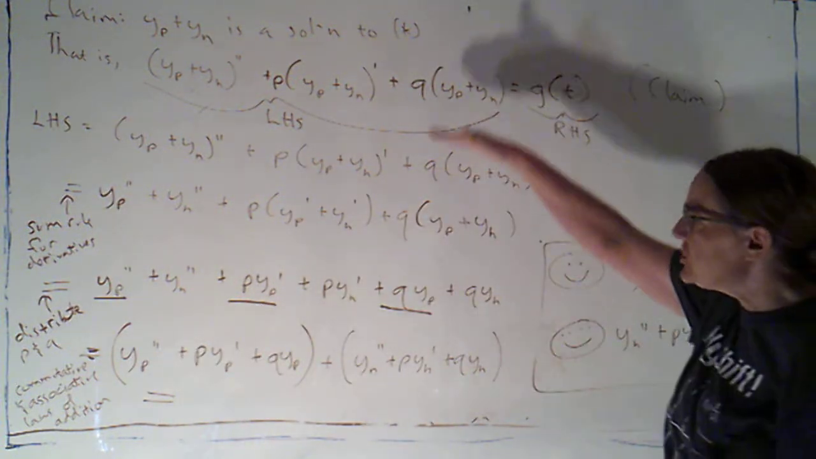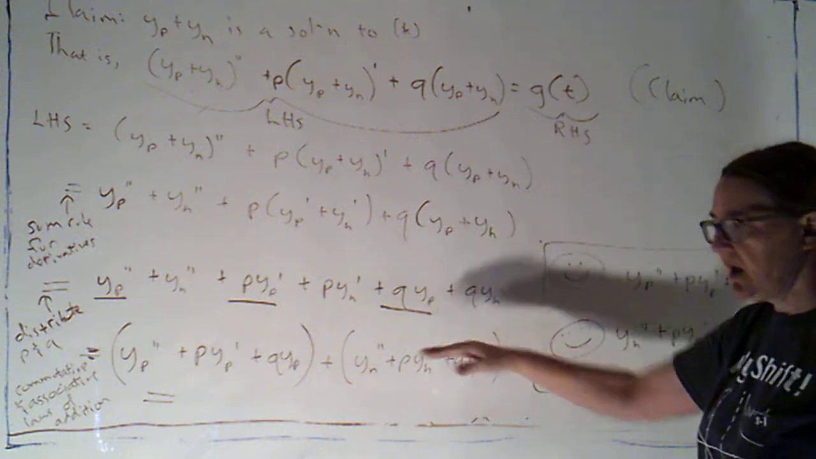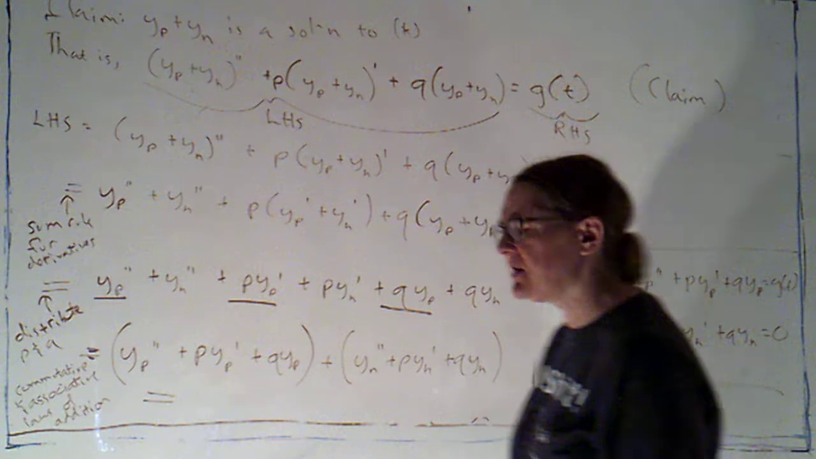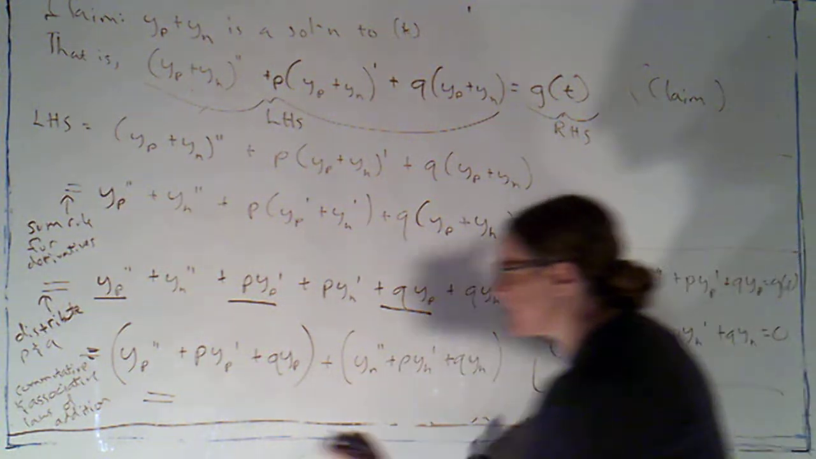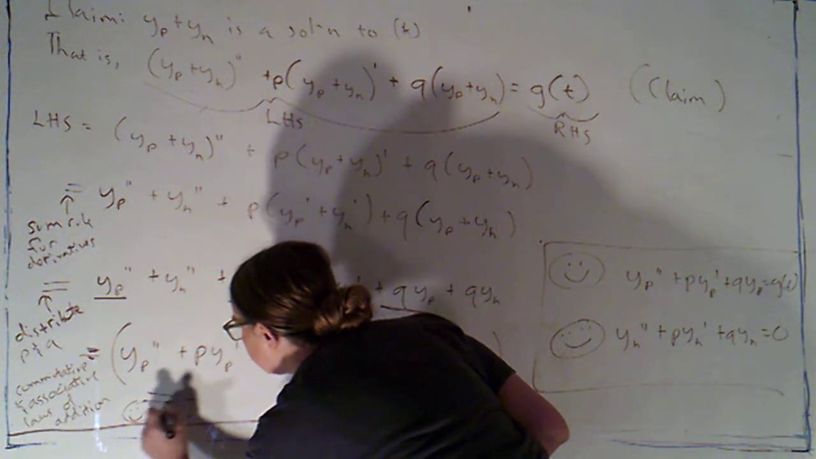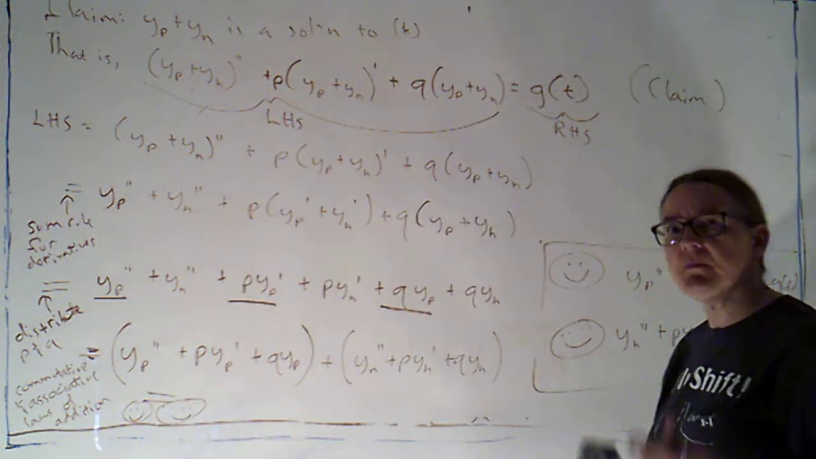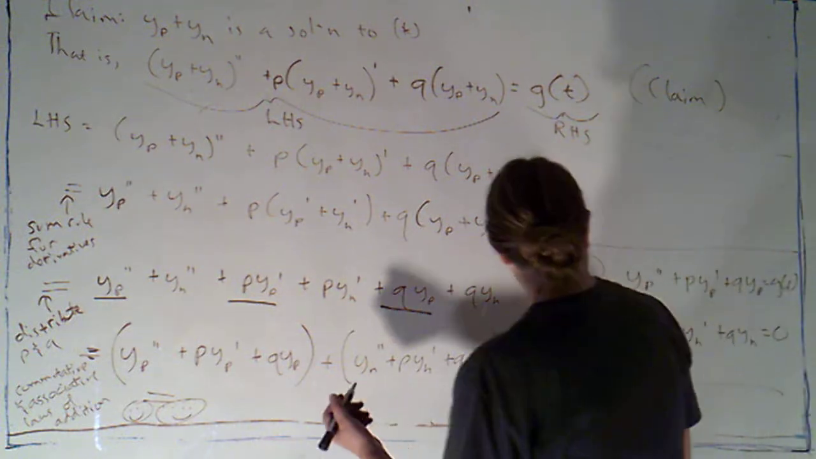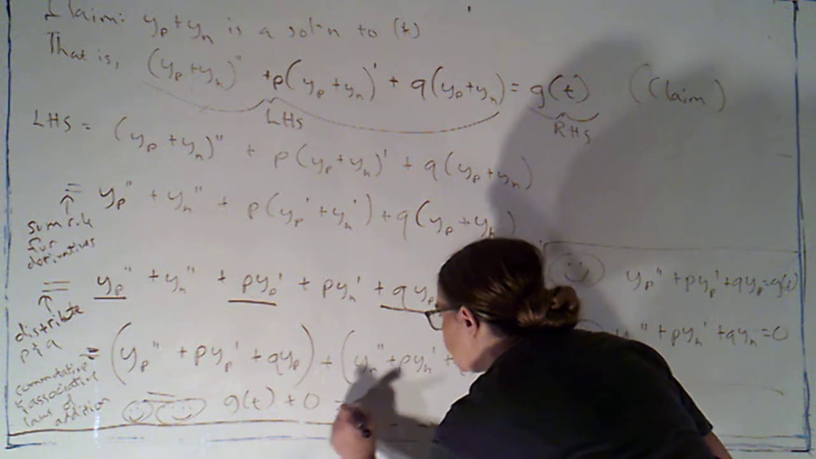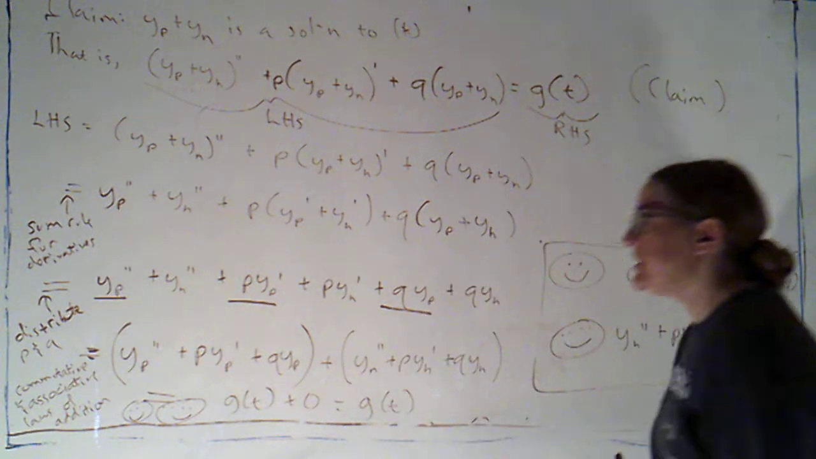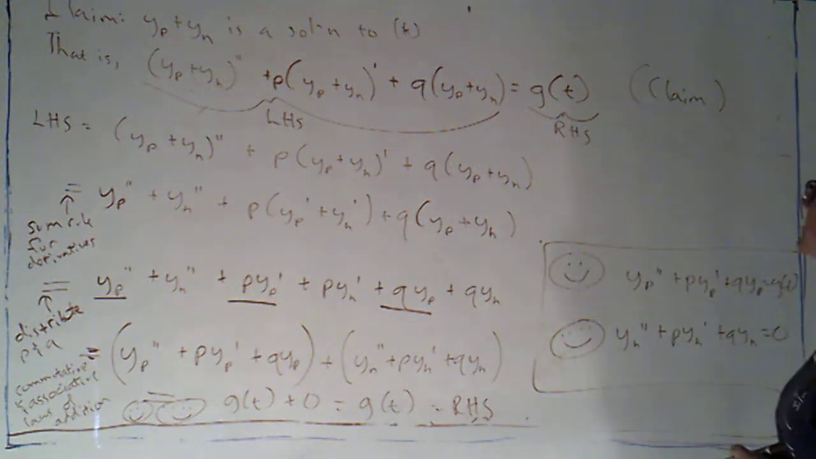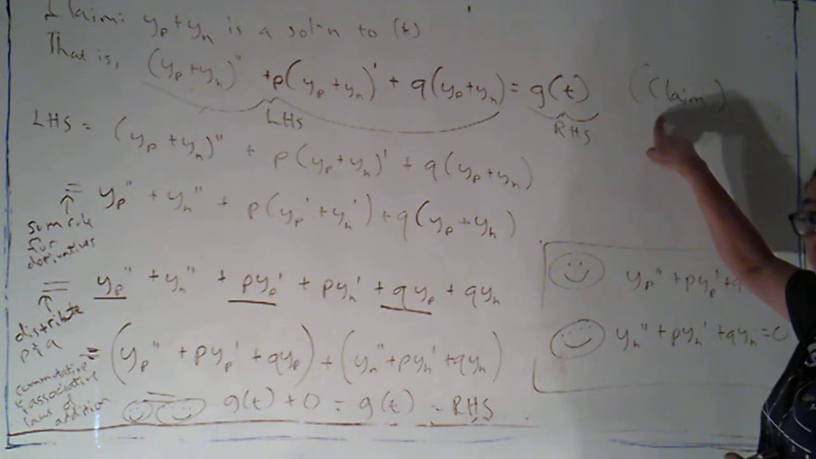Okay. As long as you were doing things one step at a time, I've said I'm not concerned that you necessarily write in the reasons, although I'd encourage you to do that. But this is the crux of the proof. You gotta tell me why this step is true. It's true because we said so, because we supposed it. So this is going to be g of t plus 0, which is g of t, which was the right-hand side. So we have proved the claim.